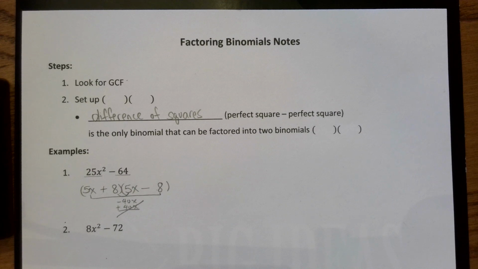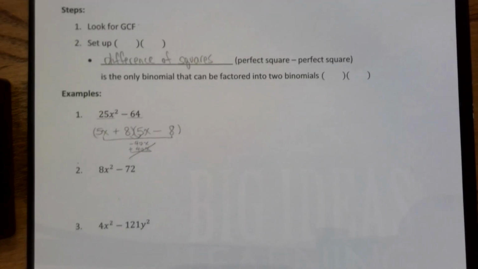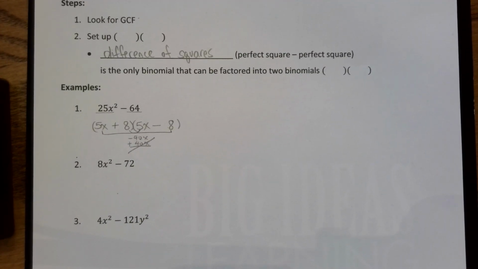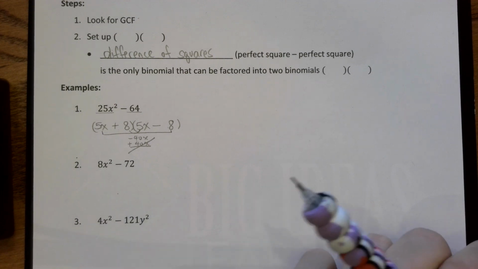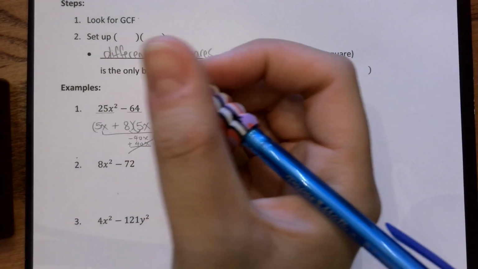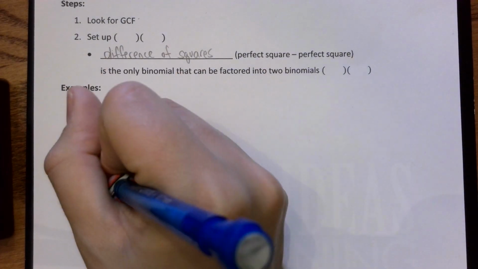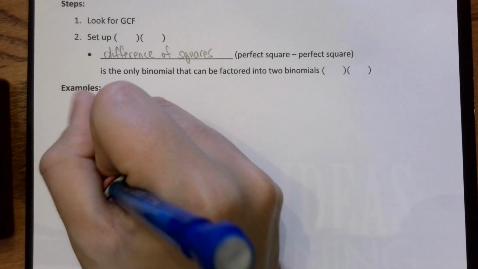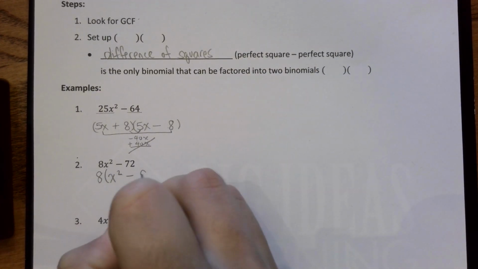Okay, looking at number 2. We have 8x squared minus 72. Neither one of these are perfect squares on their own, but if you notice, both 8 and 72 are divisible by 8. So the first thing we're going to do is factor out that GCF. I'm going to have 8 on the outside. What I'm left with on the inside would be x squared minus 9.